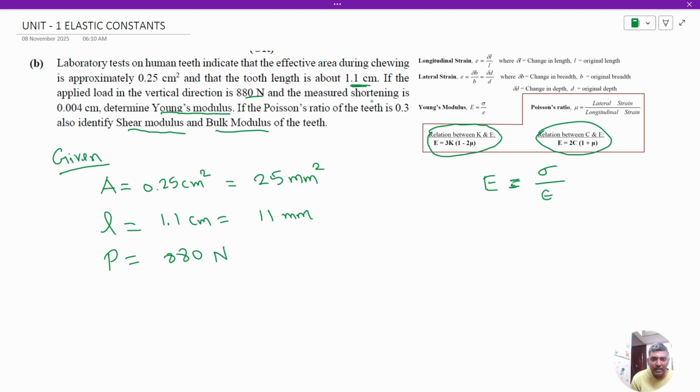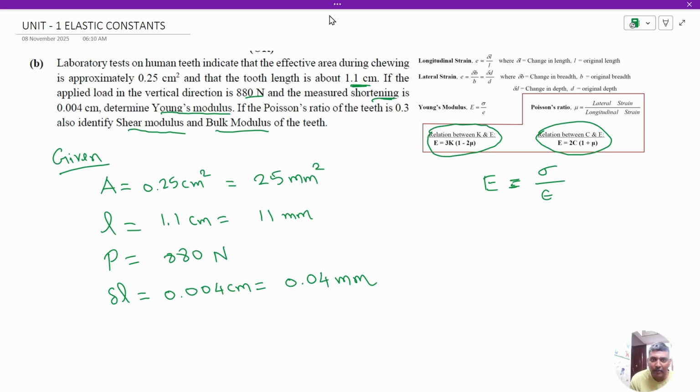Then the measured shortening. What is this shortening? When the force of 880 Newton is applied in the vertical direction, your teeth is getting shortened. So this is the change in length of the teeth. Change in length of the teeth is 0.004 centimeter multiplied by 10, which is 0.04 millimeter. Okay, so this is the data. We got the data.